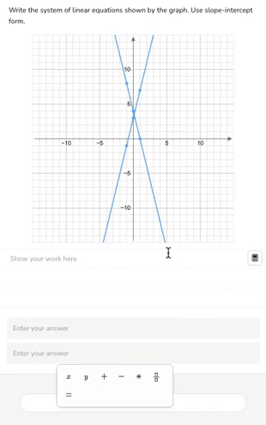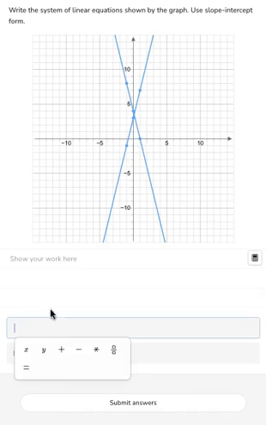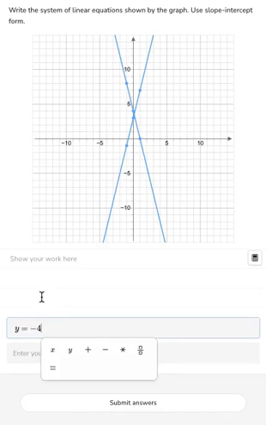Here we have another system of equations. For the line with the negative slope, we notice that it has a y-intercept of 4. And from that y-intercept down to this next point, we go down 1, 2, 3, 4, and over 1. So it has a slope of -4. So the equation is y equals -4x plus 4.